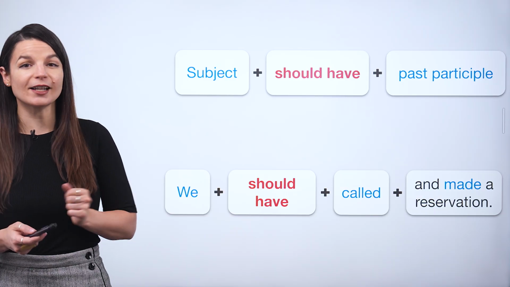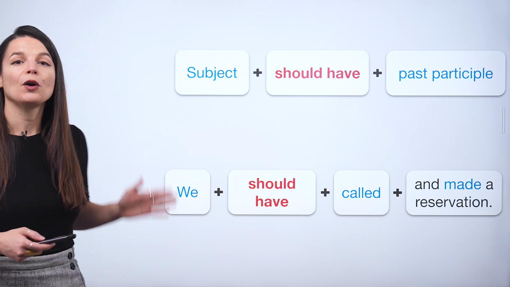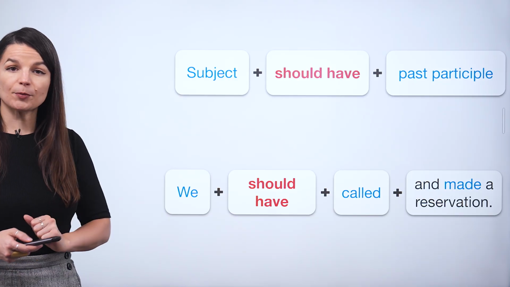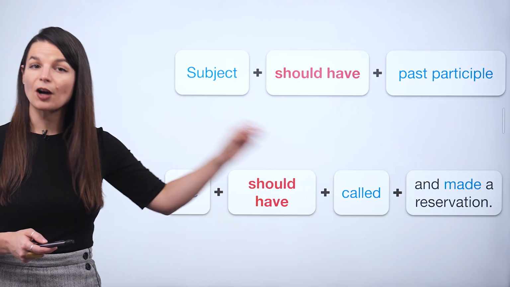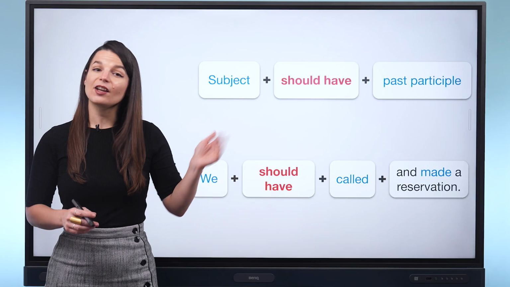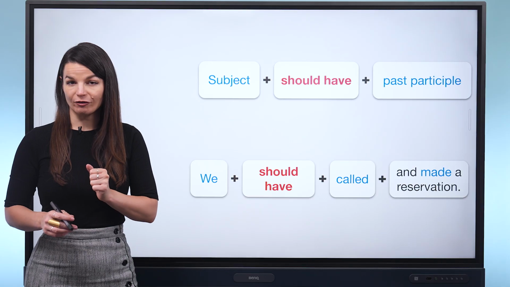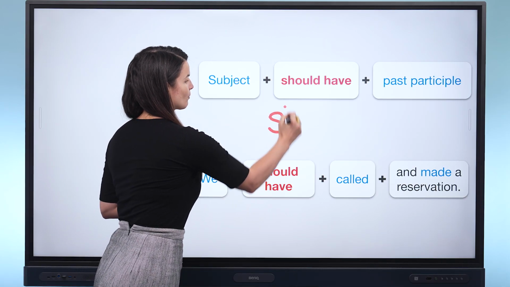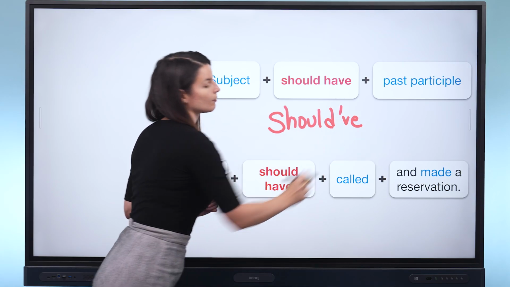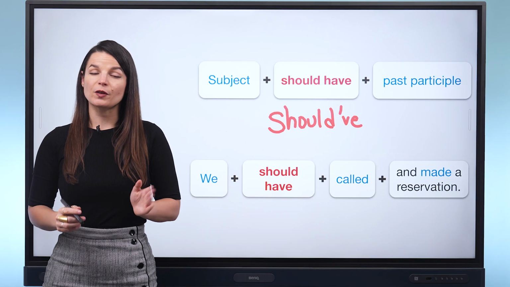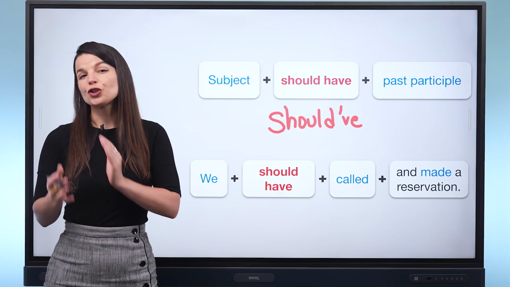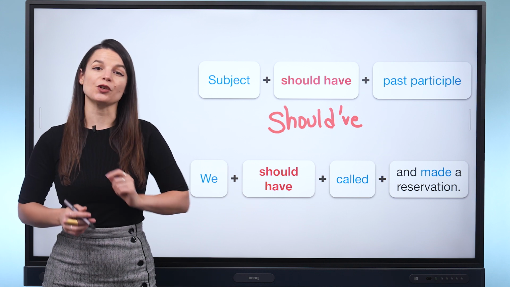Let's see how a line from the dialogue follows this pattern. We should have called and made a reservation. In this sentence, we is the subject. Called and made are the past participle forms. Should have can also be contracted to should've. You can only do this with the modal should have phrase. In other uses, like you should have 3 apples left, you cannot use the contraction.